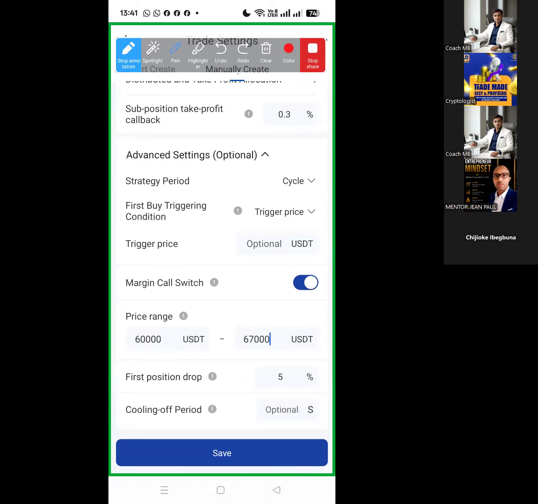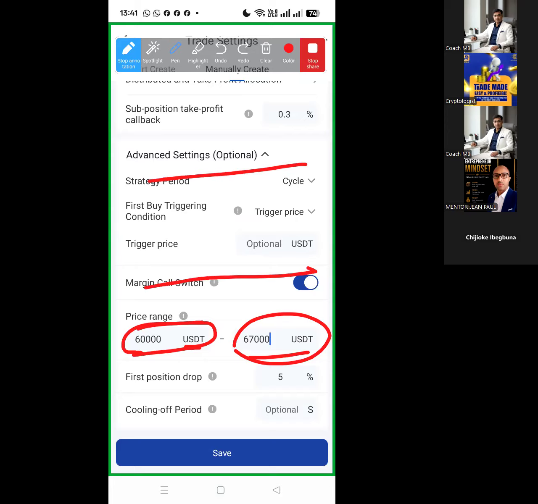So I can assign a price range, and as long as the coin is moving between these two limits, it will keep on buying and selling for you, right? If you want to put a range, this is only advisable if the market is a ranging market. It is not in an uptrend or a downtrend.